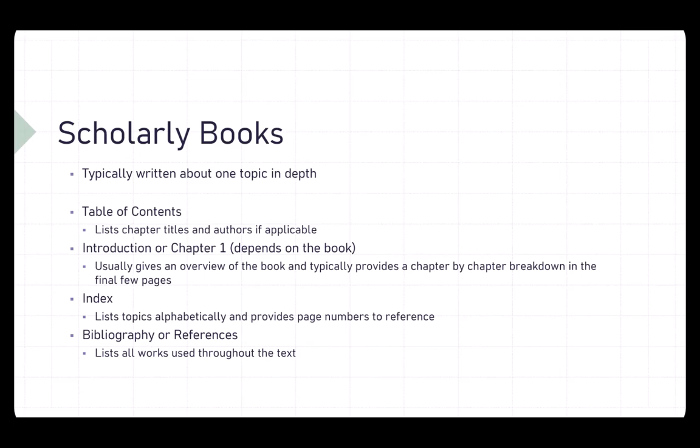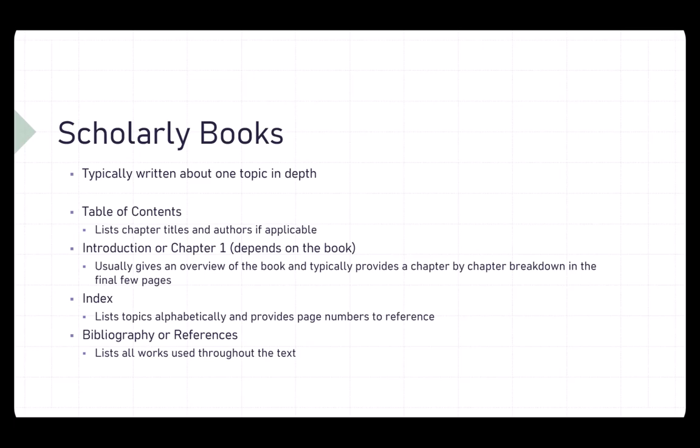Most scholarly books will contain a few key parts you can use to find the information you need. The table of contents will list chapter titles and sometimes authors. Some scholarly books will contain multiple authors who each contribute an individual chapter or several chapters. The introduction, or chapter 1, depending on the book, will often give an overview of the book and its contents. This often includes a breakdown of the book that goes into more detail about the contents of each chapter.